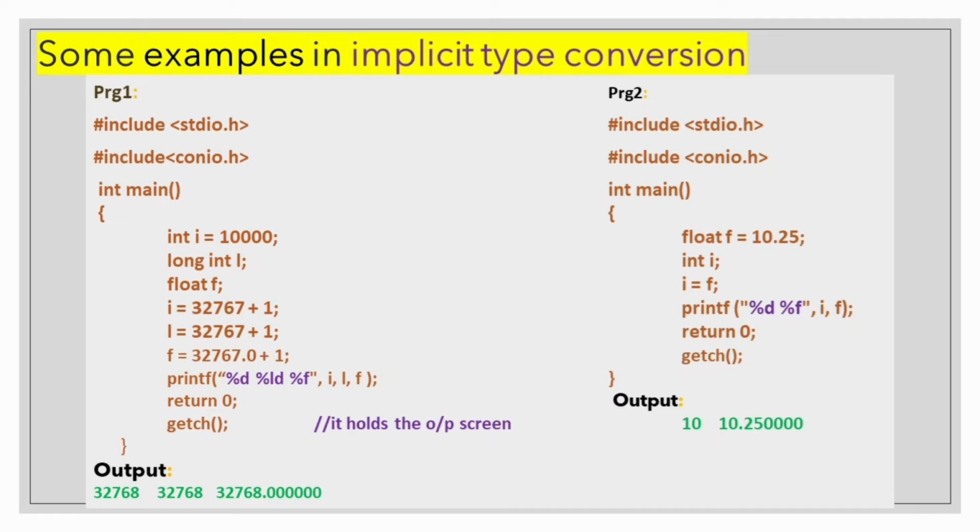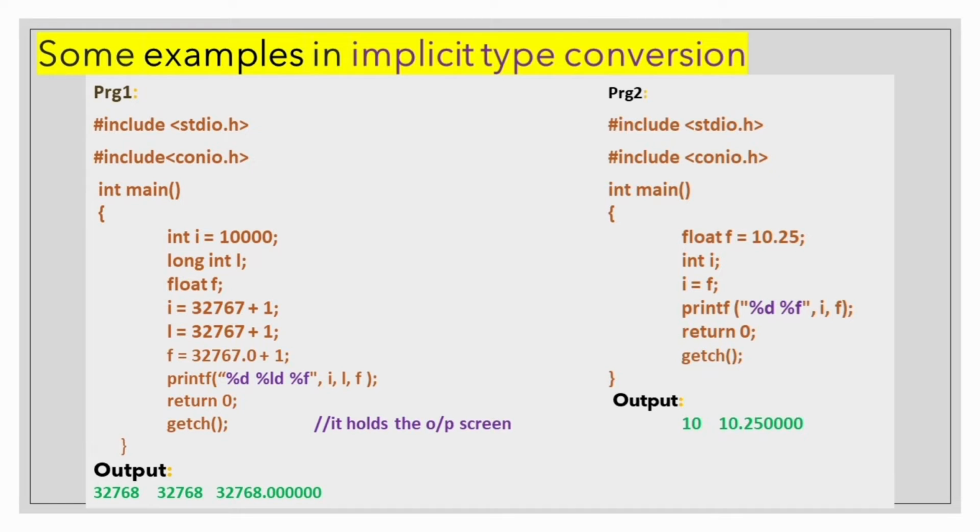Take program 1. We declare the variable I with a default value of 10,000 in data type integer, and L and F in the data types long int and float. While assigning the values for I, L and F, the input is in integer form, but the stored format is different. This is called implicit type conversion. Here the I value is stored in integer type, the L value is stored in long integer type and the F value is stored in float type. So the compiler implicitly converts the integer data type into long int and float data types. The same applies to program 2.